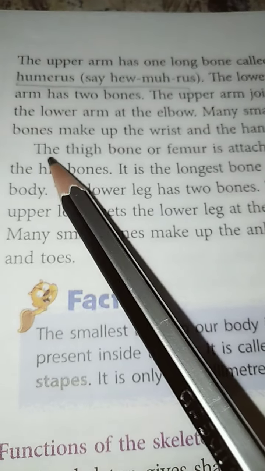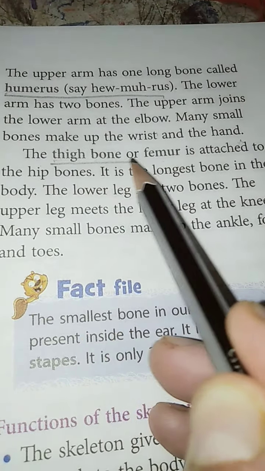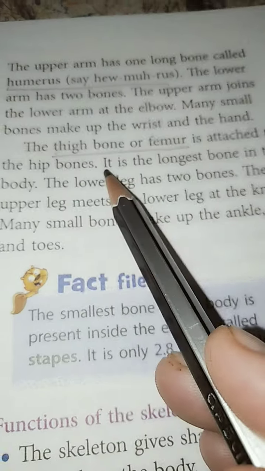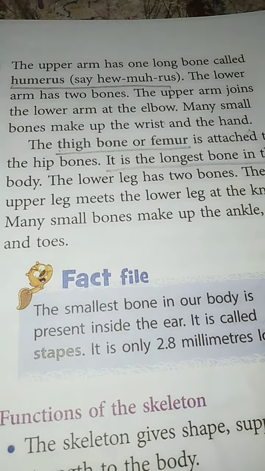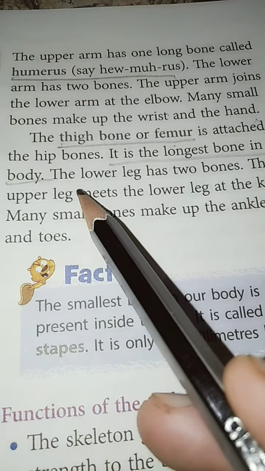Now come to the legs. The thigh bone or femur. This thigh bone, it is called the femur, is attached to the hip bones. It is the longest bone in the body. As I told you before also, thigh bone, its name is femur. It is the longest bone in the body.